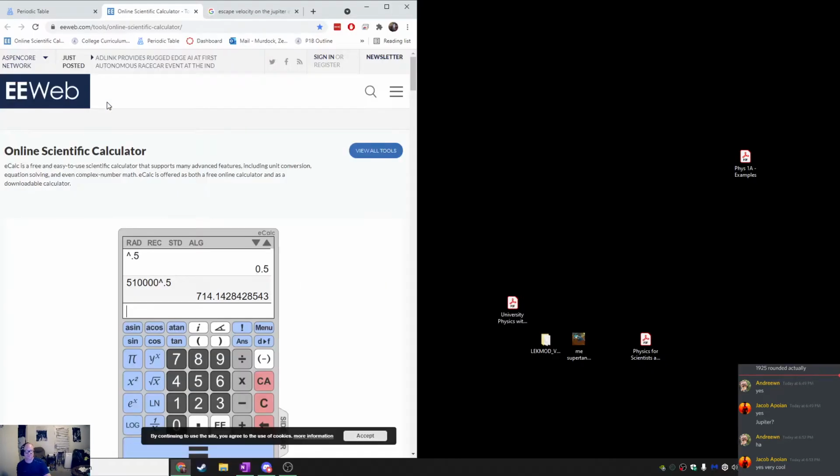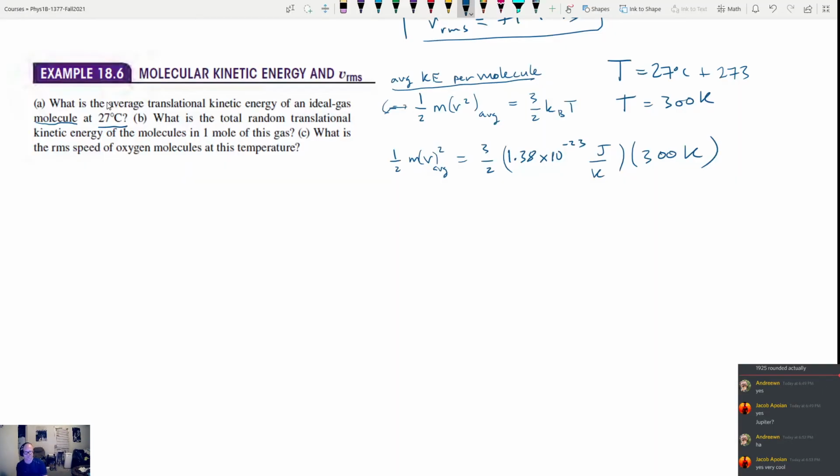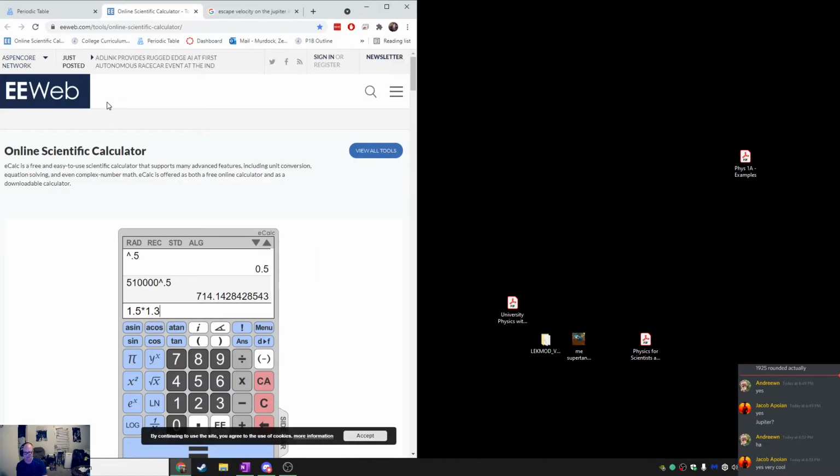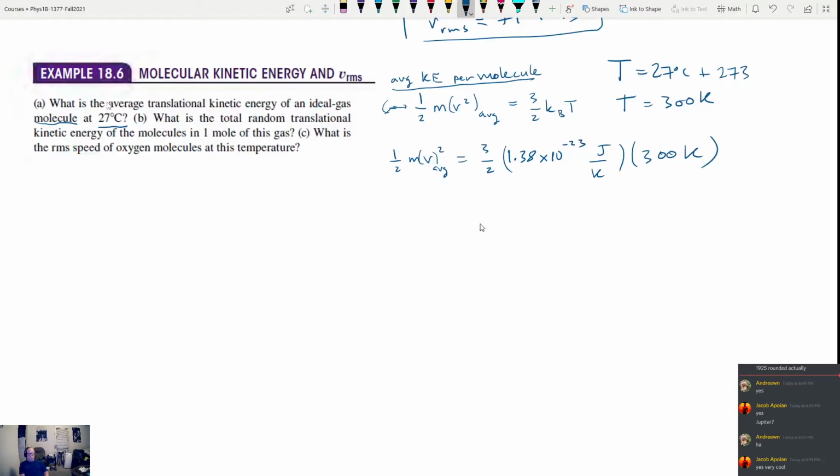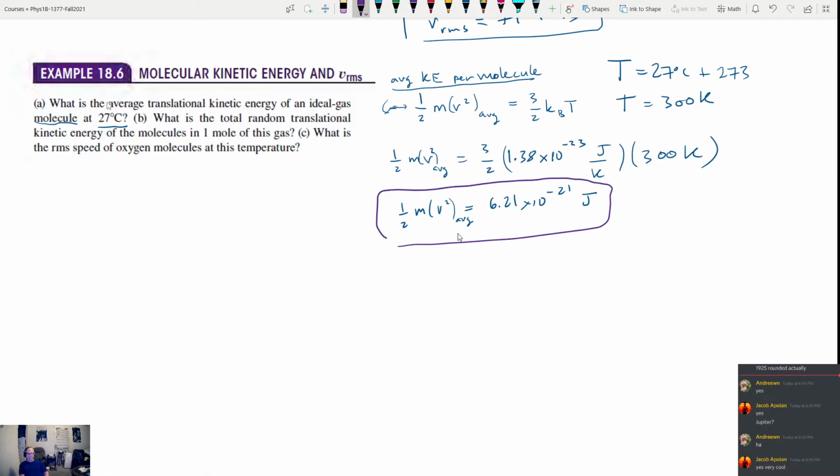And that gives us, so 1.5 times 1.38e minus 23, times 300. We get 6.21 times 10 to the minus 21. That's going to be in joules. Sorry, the square is actually supposed to be inside the parentheses. Okay, so that's the answer to the first part. So when you see a question and they ask you for this quantity, that's what you're going to do.